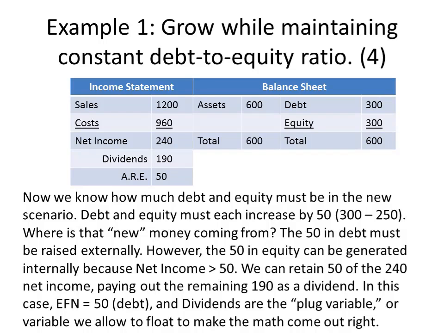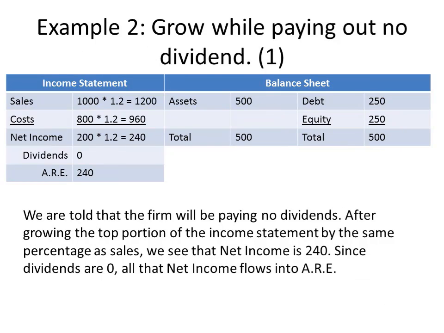In other cases, we may see the debt float, or we may see the equity float, depending on what constraints we've been given. Given that all the equity comes from internal sources, the only external financing needed in this case is the 50 in new debt that must be raised. Therefore, EFN equals 50. In our second example, we are told to grow while paying out no dividend.